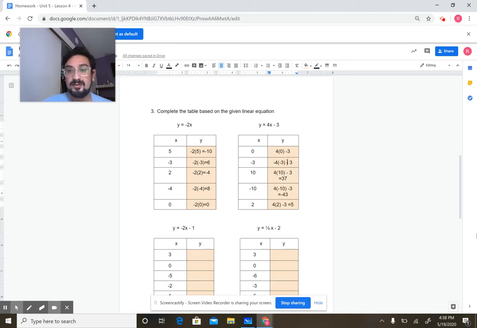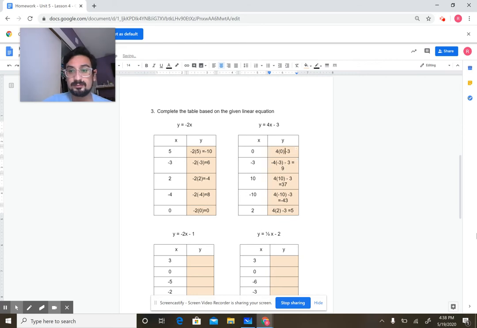Negative 4 times negative 3 would be positive 12 minus 3 would be 9. 4 times 0 minus 3 is negative 3.